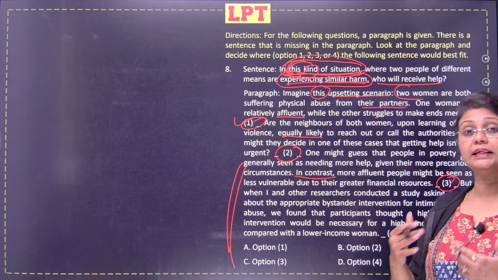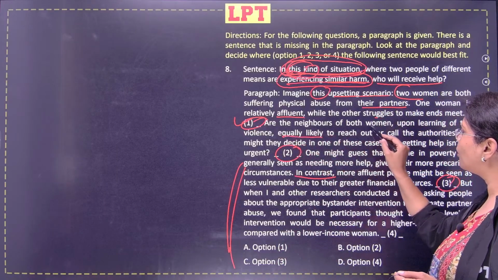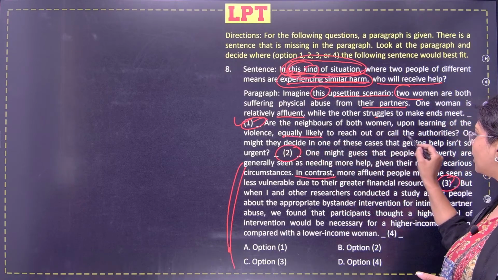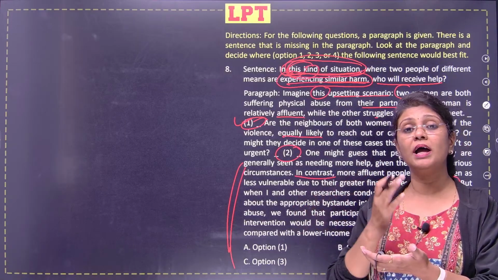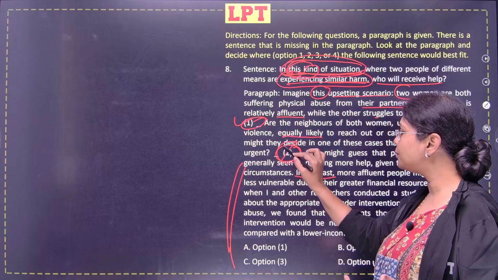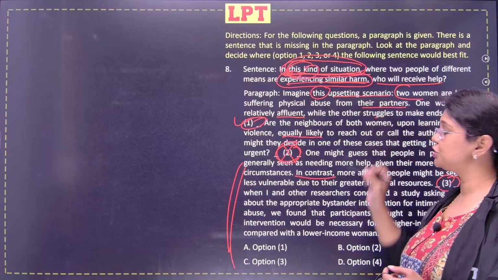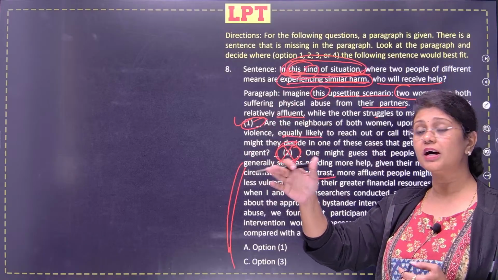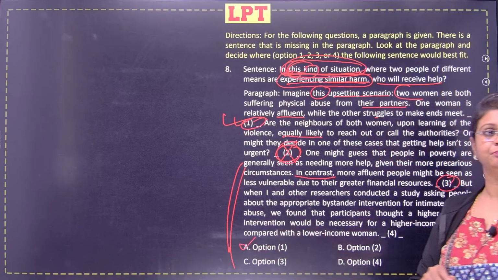On the other hand, let us also compare the second one. It says what? Are the neighbors of both women, upon learning of the violence, equally likely to reach out or call the authorities? Now, this takes the discussion further. So, when you have a discussion that is going further, then we say that the second would not be the right choice to put this sentence here. So, when you say in this kind of situation, this kind of situation is given below before the first blank. So, the answer would be option number 1, that is A.